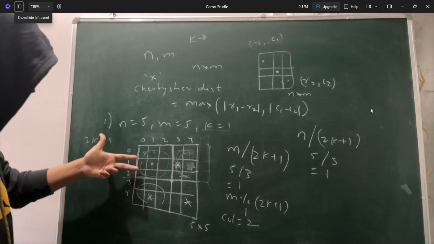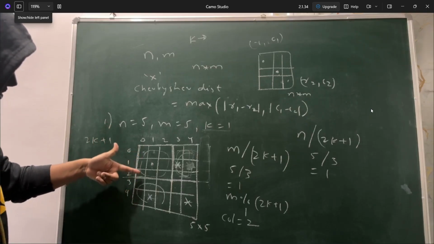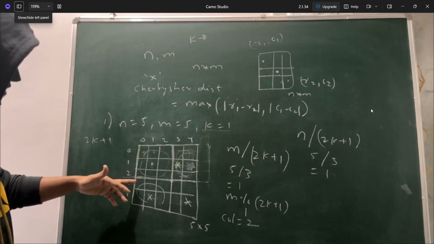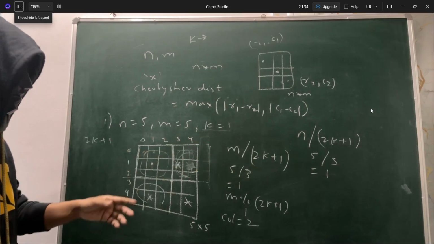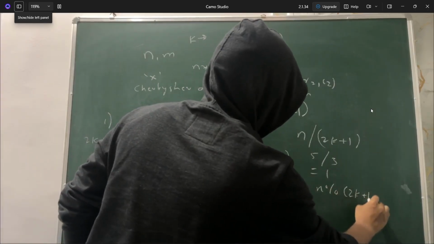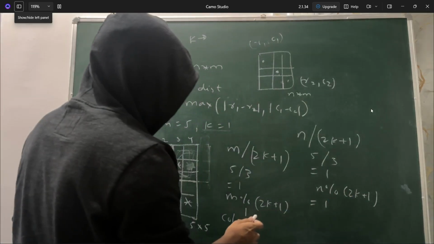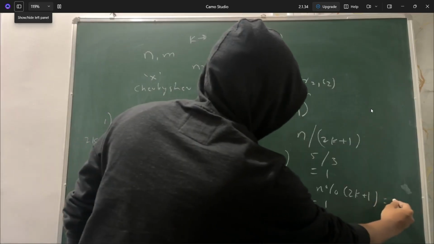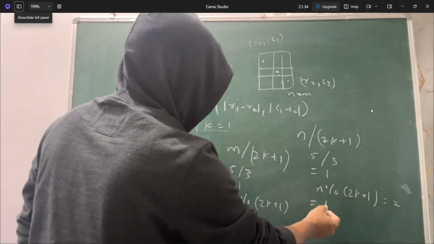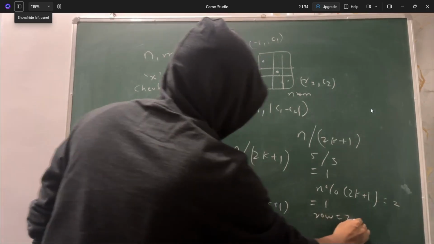But if you see, you are placing two sensors in the row, right? In the column you have placed 2, and in the row you are placing 2 sensors. But by this you are getting 1. So again you do the same thing, n modulo 2k plus 1. That is 5 modulo 3, and you will get 2. Whenever it is greater than 0, one more sensor will be placed. So on the row side, again you will be placing 2 sensors.